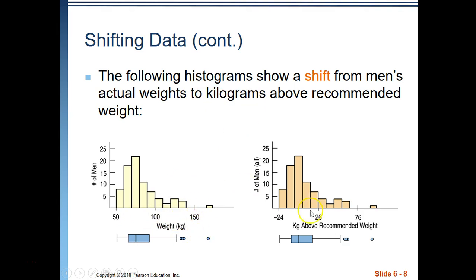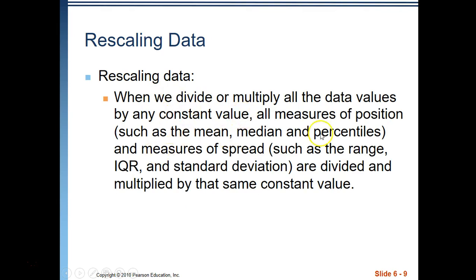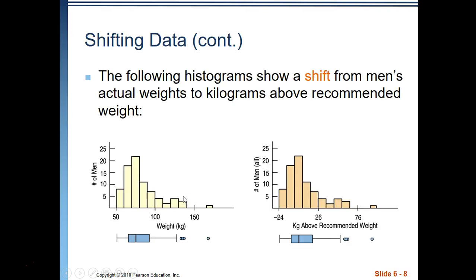Nothing should change. I just altered what the value is. It's kilograms or it's weight. But because you're changing the values, the idea is it's just rescaling it. So it's rescaling data. When we divide or multiply all the data values by a constant value, all measures of position, such as the mean, median, percentiles, and measures of spread, such as the range, interquartile range, standard deviation, are divided or multiplied as well. That's why in this example, it's the same.